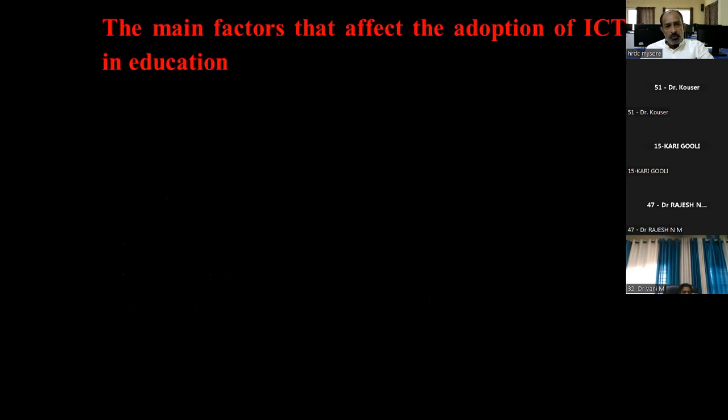So with this, what are the main factors that affect the adoption of ICT education in India? Because in India, we have many rural places, villages, where people are not aware of the internet and other things. Of course, the recent generations are quite aware, but still there are some remote places where people are not aware, and even the facilities are not there, right? So what are the main factors that really affect the adoption of ICT in education?